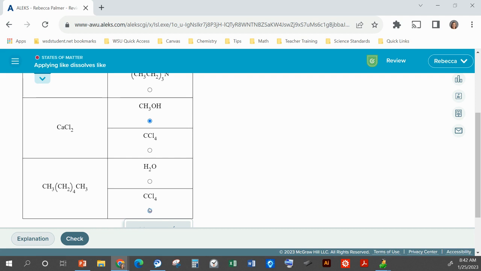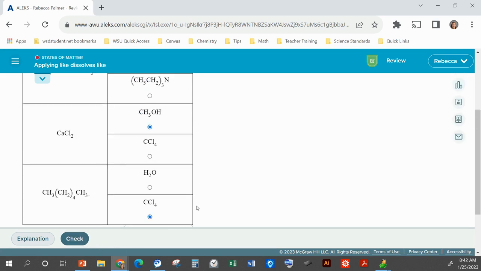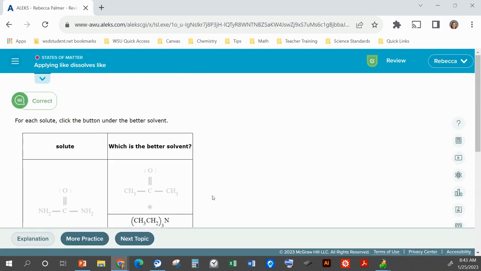So this one's going to be the best solvent because this is non-polar, this is polar. It's going to dissolve better in this. This is called carbon tetrachloride. Okay. All right. Let's make sure that I reason through that.